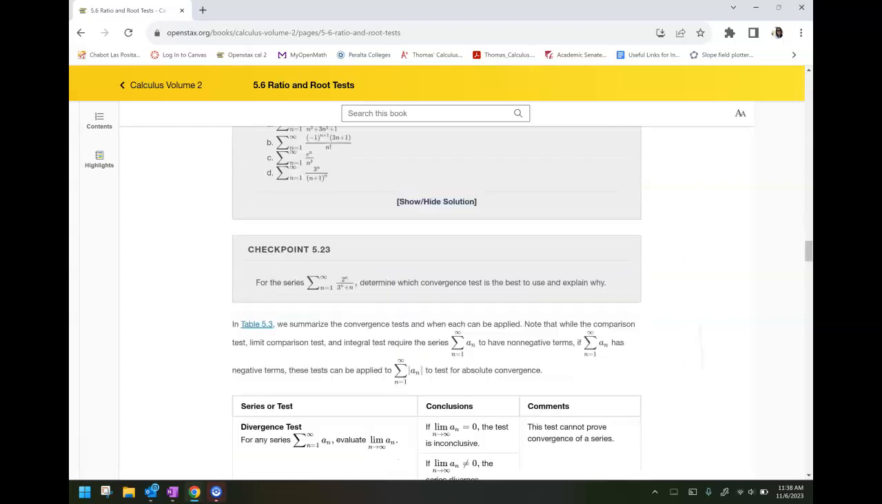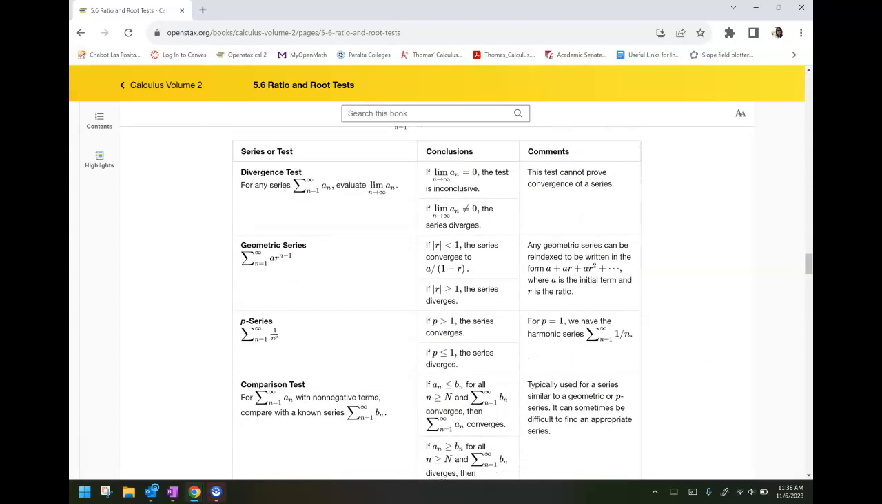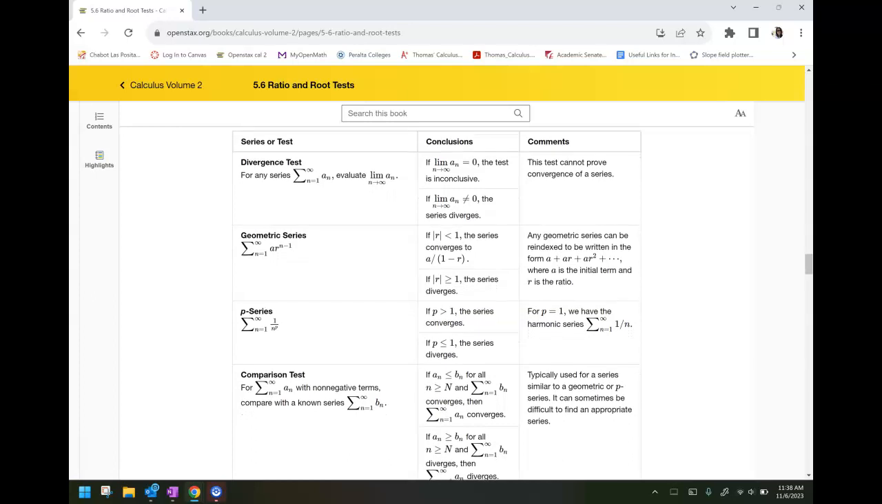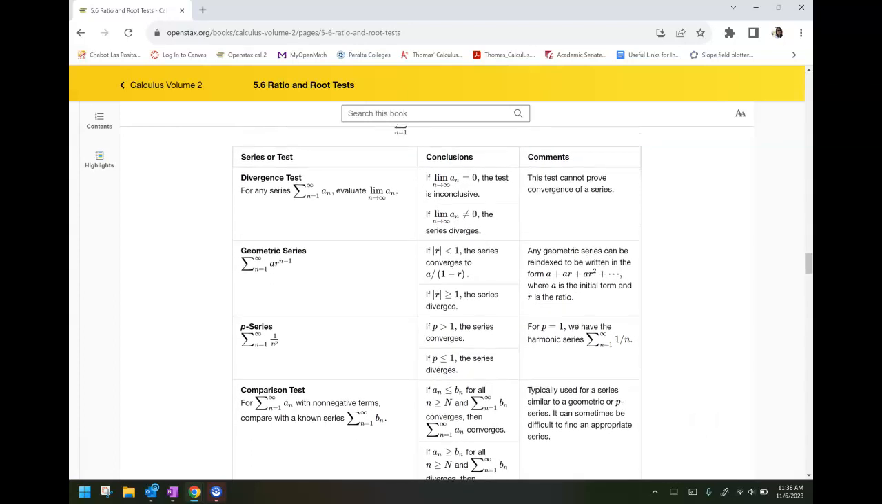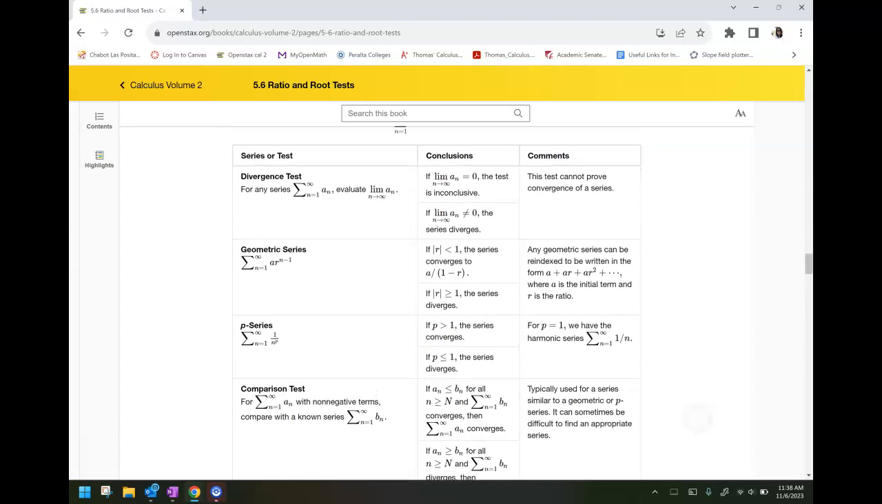Yeah. So here we have a table of the tests. I would suggest you print out this table. You can use this table on your test, and I will have this table attached with your test as well.